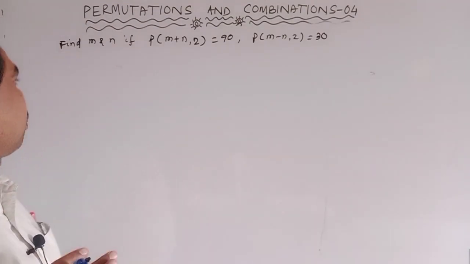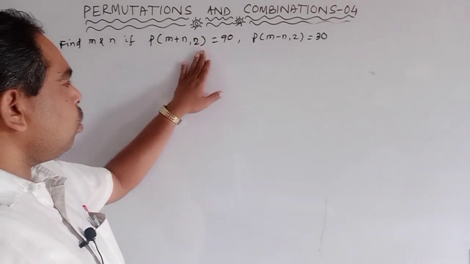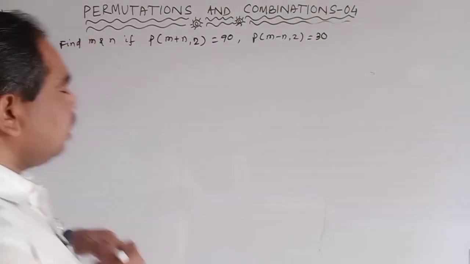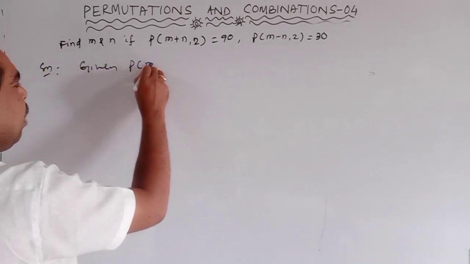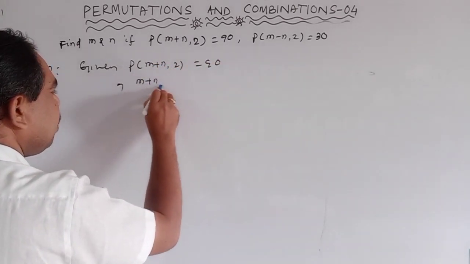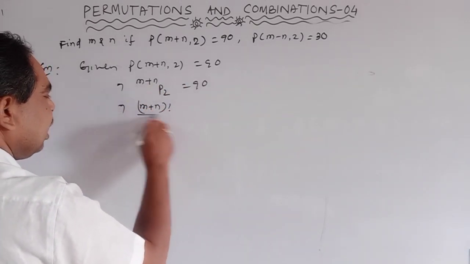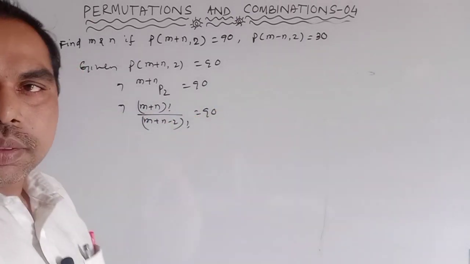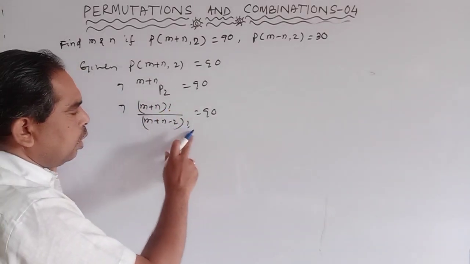Next question. Find m and n if P(m plus n, 2) is equal to 90 and P(m minus n, 2) is equal to 30. So, solution. Given P(m plus n, 2) is equal to 90. That means m plus n factorial divided by m plus n minus 2 factorial is equal to 90.